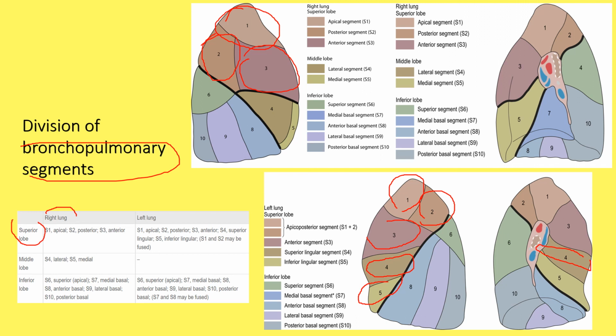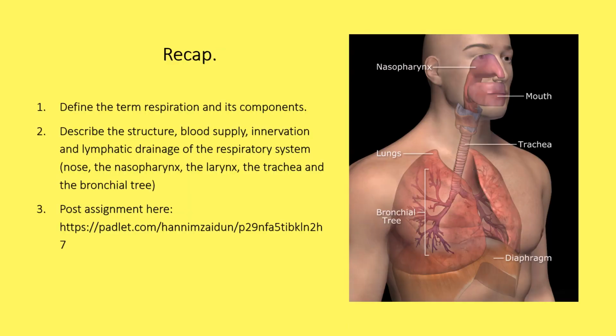As a recap, you are now familiar with respiration and its components: internal and external respiration, breathing, and pulmonary respiration. Now you know your respiratory organs, the blood supply, the innervation, and the lymphatic drainage.